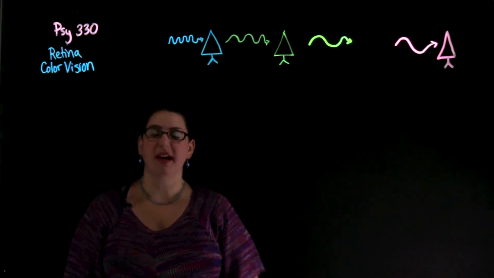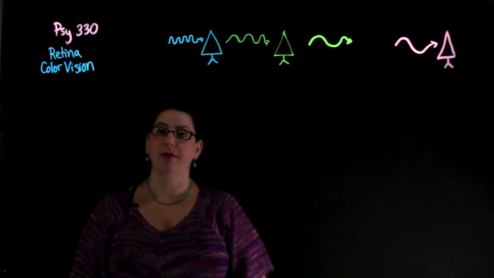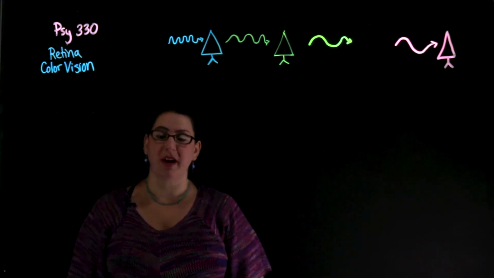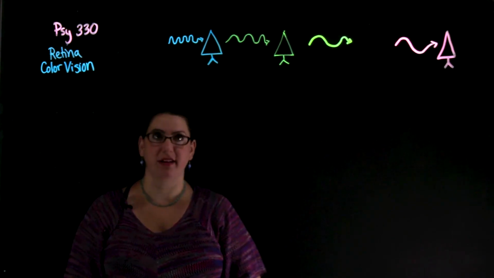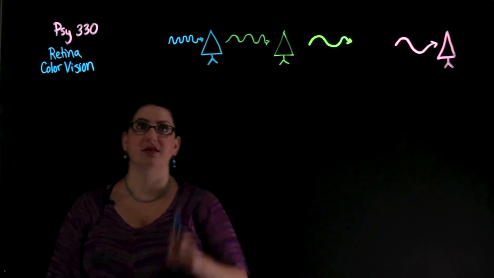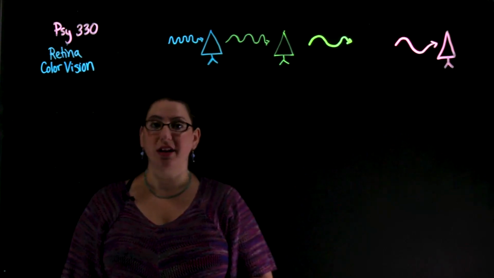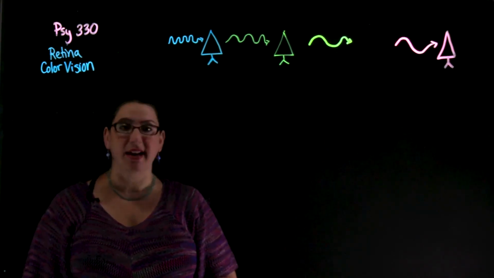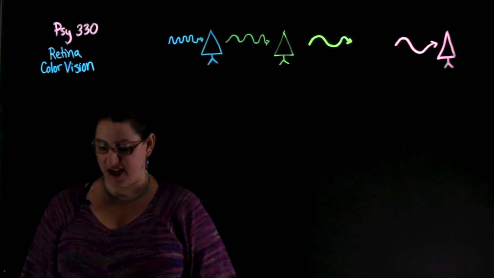Our rods have the photopigment rhodopsin, and our cones can have one of 3 different photopigments. Those photopigments are responsive to a more narrow range of wavelengths. We have a blue cone opsin that responds to blue wavelengths of light. We have a green cone opsin that responds to green wavelengths of light, and a red cone opsin which responds to red wavelengths of light.